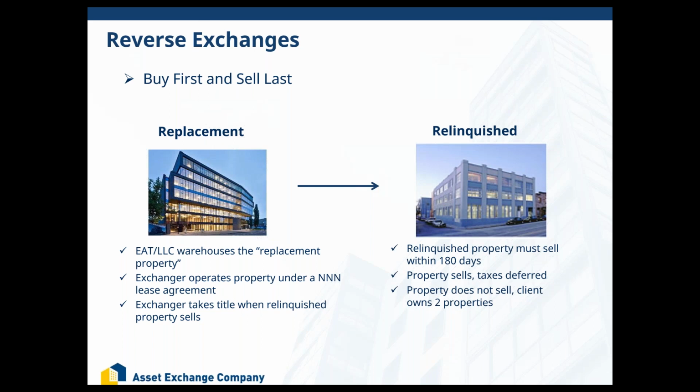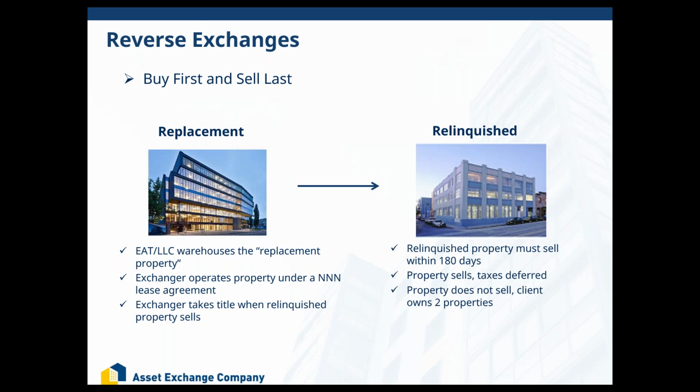But you go out and you find that perfect replacement property. And you know, if you don't act fast, you're going to lose out on being able to buy that perfect replacement property. Maybe it's a market like we have right now. It's a seller's market. Properties are turning over really fast. And if you're not able to purchase that replacement property before you sell your relinquished property, by the time you sell your relinquished property, that property may be sold. So what can you do? How can you save that whole deal? Well, you can do this thing called the reverse exchange.